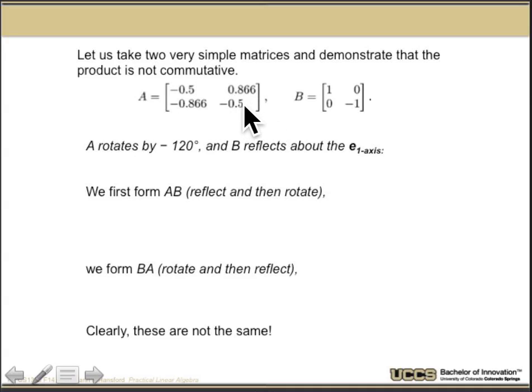And again, if you're not sure, remember you can go back to your formula: cosine theta, sine theta, minus sine theta, cosine theta. Whenever you see a matrix that's got this sort of structure, where the diagonals have the same value and the cross diagonals differ only in sign, it's probably a rotation matrix or a scaled version of a rotation matrix. So this looks like it, and then you can show that this is 120. B here is a reflection around the E1 axis because this is minus 1.